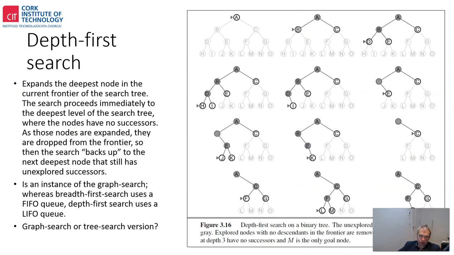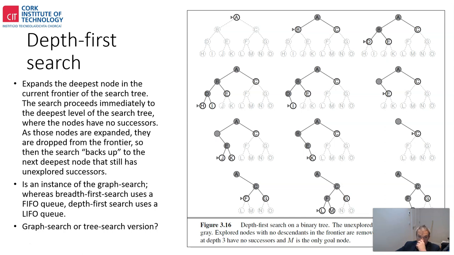Now, depth first search. Depth first search expands the deepest node in the current frontier of the search tree. The search proceeds immediately to the deepest level of the search tree, where the node has no successors. As those nodes are expanded, they are dropped from the frontier, so then the search backs up to the next deepest node that still has unexplored successors. So again, it's like a variant of breadth first, where rather than going for the shallowest node, we're going for the deepest node. Now, it also differs in that instead of using a FIFO queue to implement this, depth first search uses a last in first out queue. Okay, and there's two versions. There is the graph search or tree search version, and we can see its operation here.